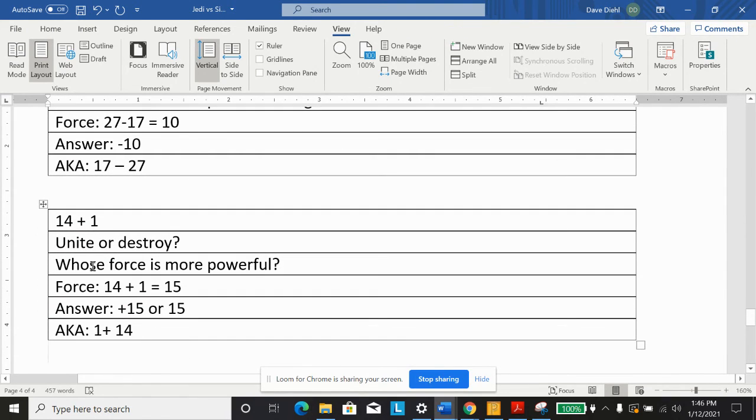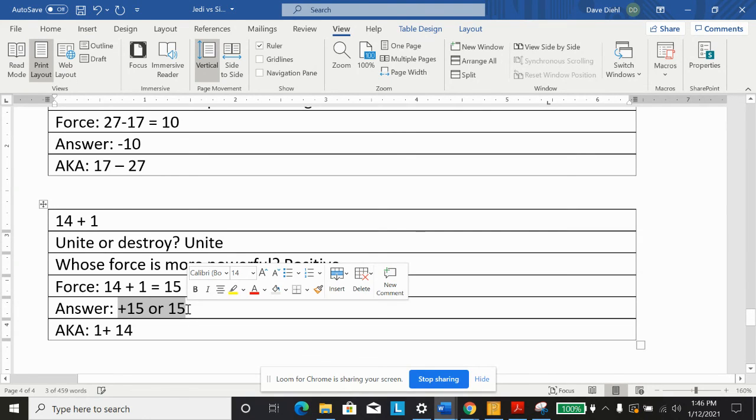Let's do two more. How about this one? 14 plus 1. Does this unite or destroy? It's unite because the signs are the same. Whose force is more powerful? Positive because they're both positive. How do you figure out unite problems? You simply add the absolute values, in this case 14 plus 1, and get 15. Then you add the right sign. Well, since both are positive, I'm going to write positive 15 or just 15. And of course, another way to write this problem, you might see 1 plus 14, which is the same as 14 plus 1.